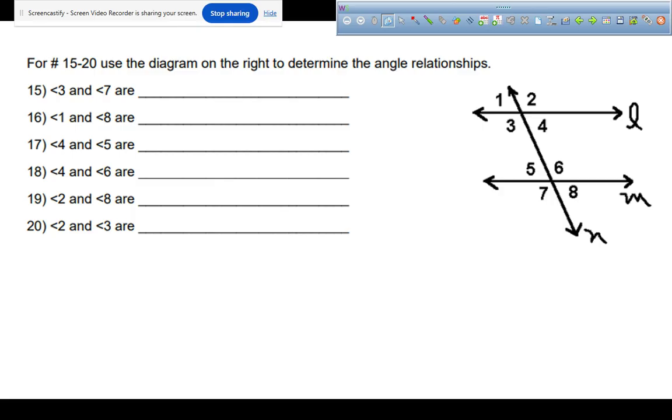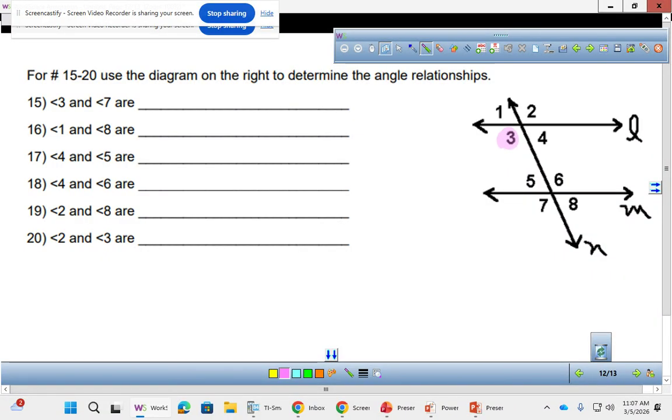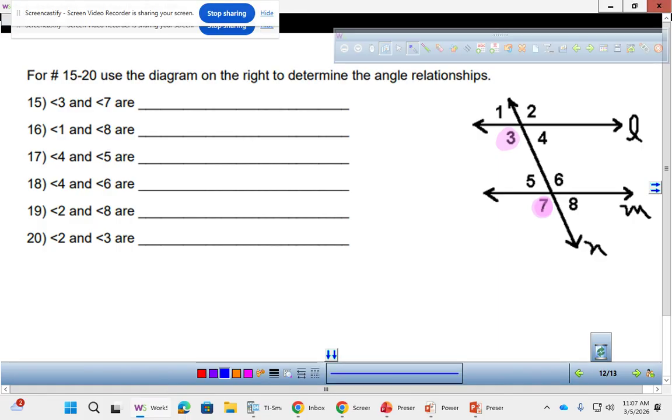For this next one, we just have to work with angle relationships. So I'm going to highlight each angle and then talk about their relationships. If I highlight angles 3 and 7, so I can identify their relationship, I notice that angle 3 is below line L and to the left of line N. And angle 7 is below line M and to the left of line N. So they're both below and to the left, which makes them what we call corresponding angles.